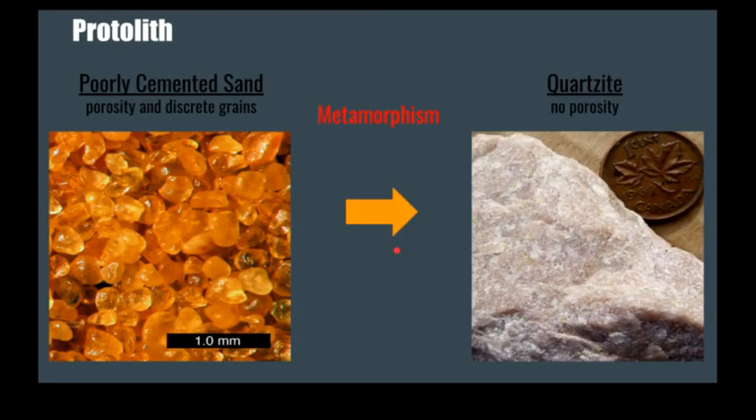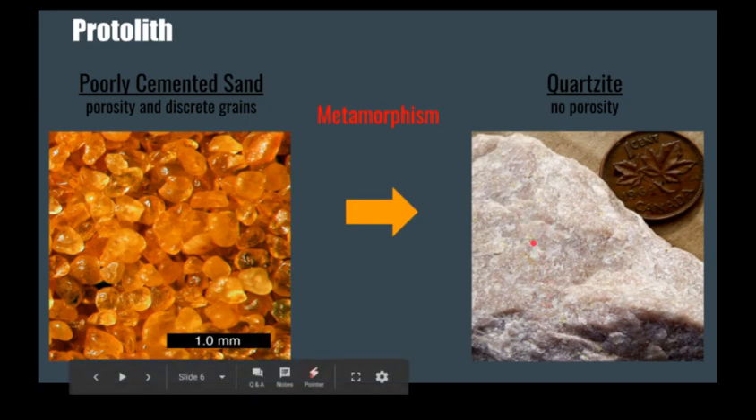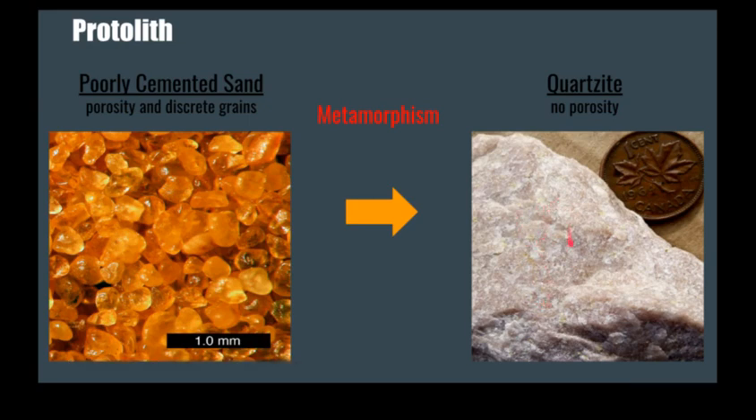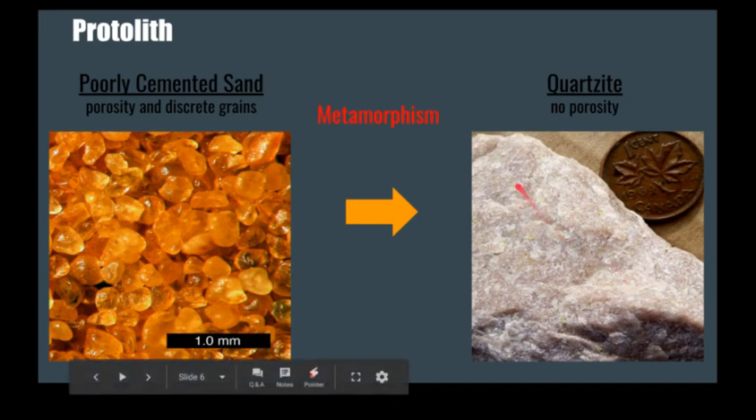Let's look at an example. Here you have a photomicrograph of some beautiful quartz grains. Once a certain amount of heat and maybe pressure is applied, all of the quartz grains no longer have pores between them. They're fused together, they've been recrystallized, and now you have this beautiful quartzite.